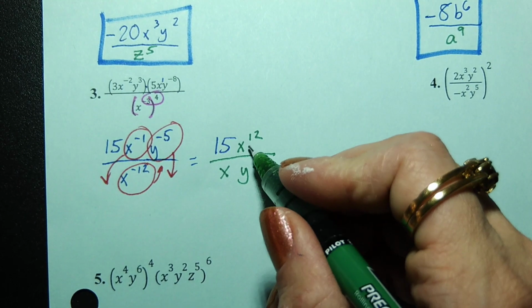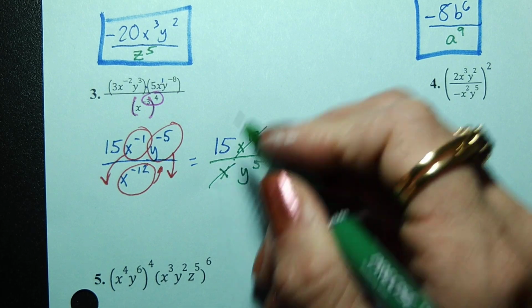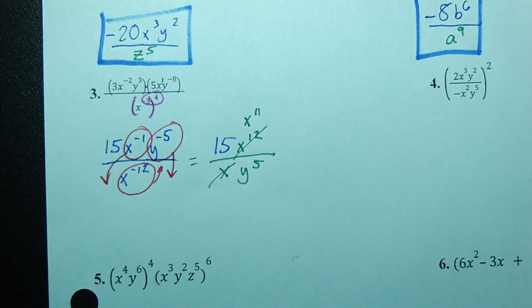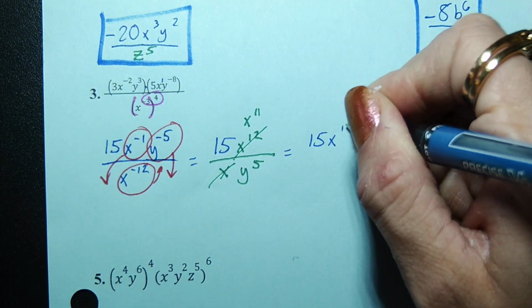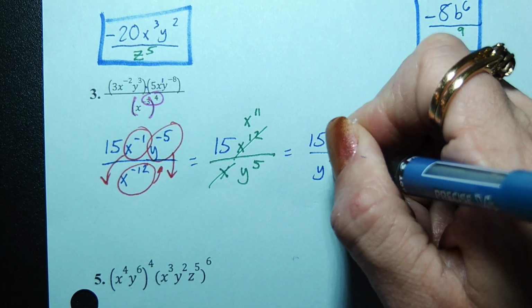Wonderful. Since I have x on the top and x on the bottom, we can actually take an x out of both of those, and that will leave me with x to the 11th. So, woo! 15 x to the 11th over y to the 5th.